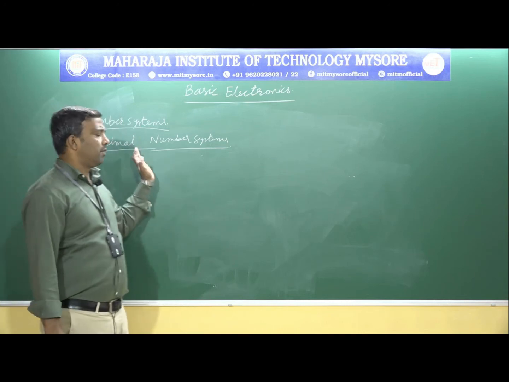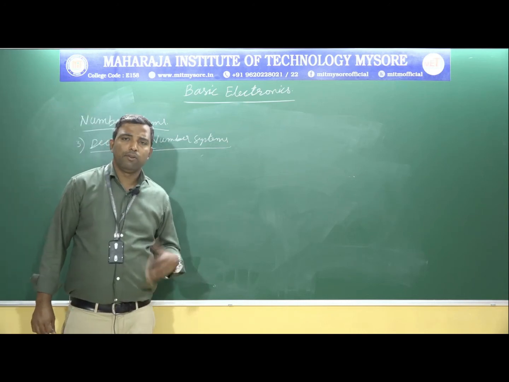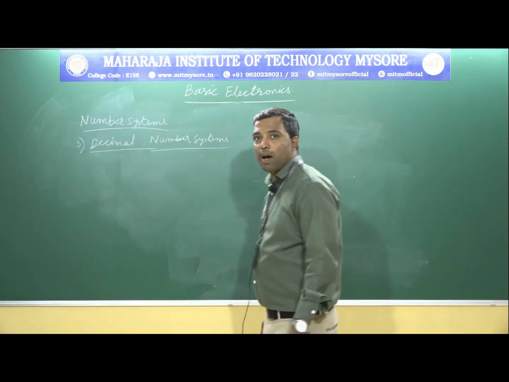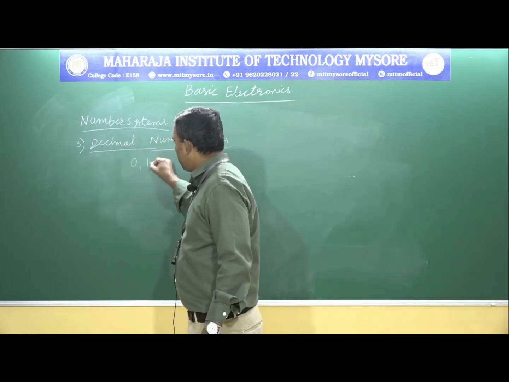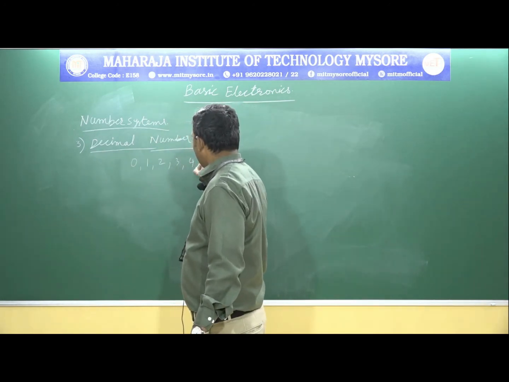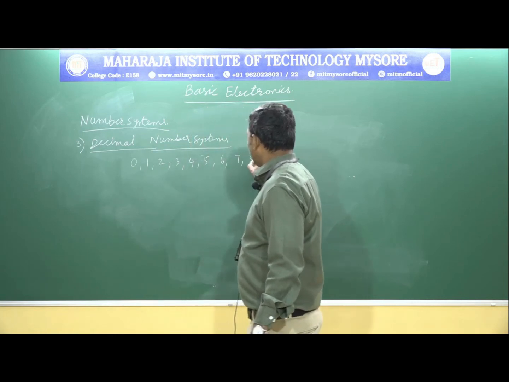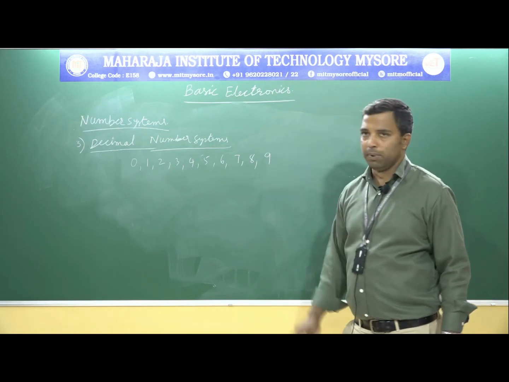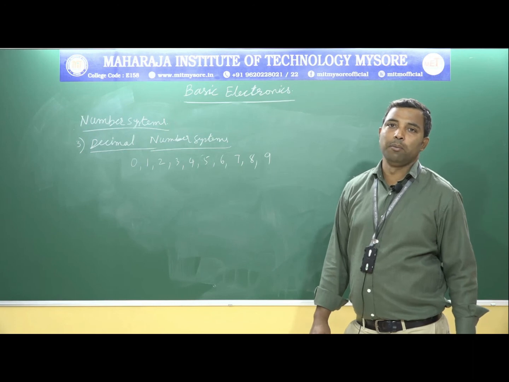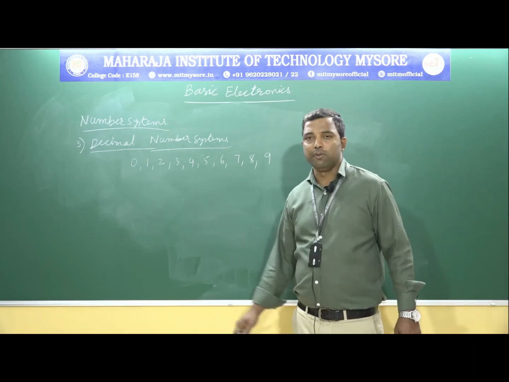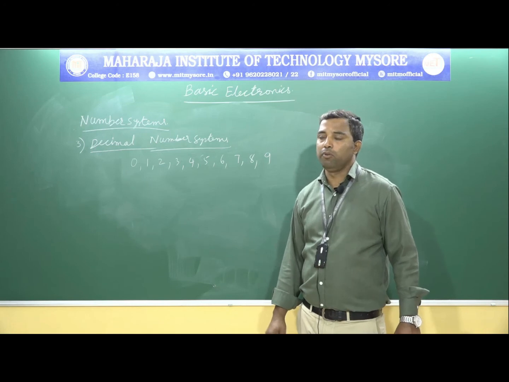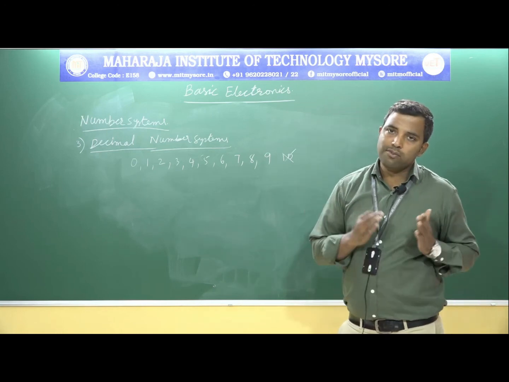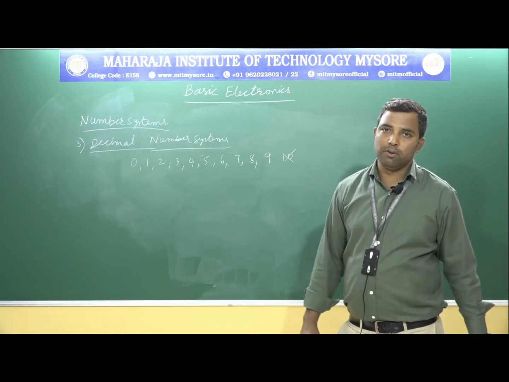The name indicates that it is decimal, which has 10 numbers to represent the decimal number system: 0, 1, 2, 3, 4, 5, 6, 7, 8, 9. These are the 10 numbers present in the decimal number system. But 10 is not a decimal digit. Only 0 to 9 are the decimal digits.